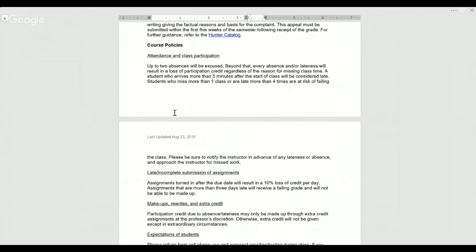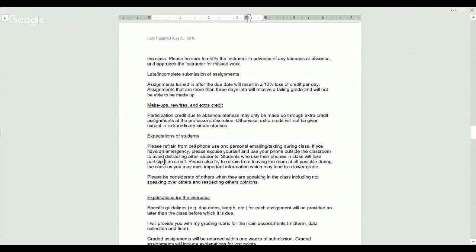So in terms of late assignments, if you're turning something in after the due date, you're going to lose 10% of the total credit per day that it's late. So if you're 2 days late, the highest grade you could get is 80%. In terms of extra credit, I don't offer extra credit unless for some reason you have to be gone a lot. So I will offer extra credit for participation. If you get really sick and you have to miss more than 2 classes, let me know and we'll come up with a way to make sure that you're not losing participation points.